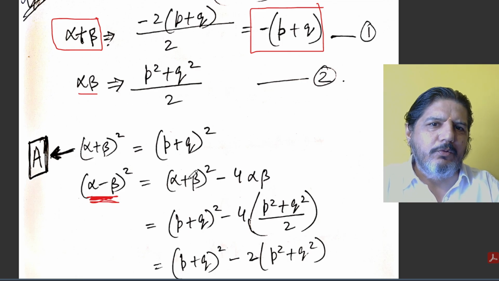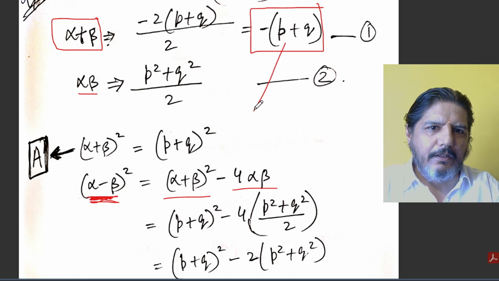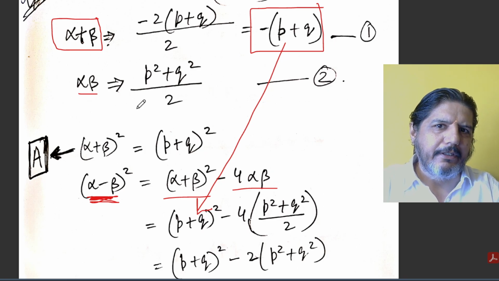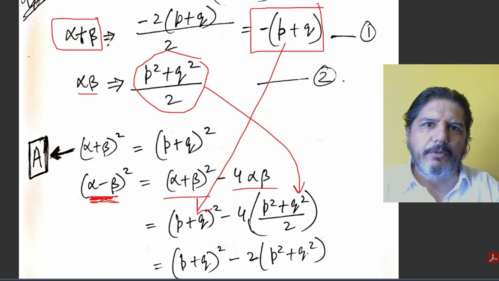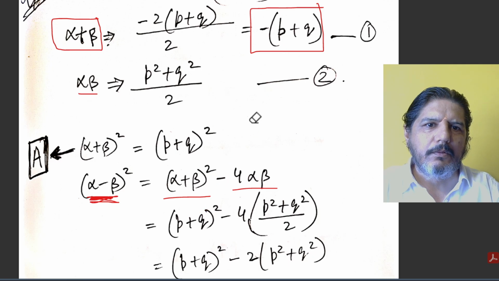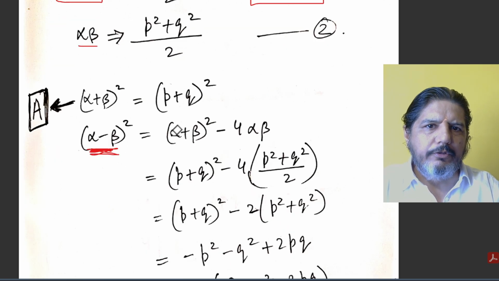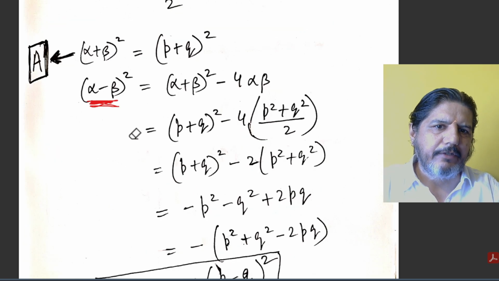So alpha minus beta whole square is equal to alpha plus beta whole square minus 4 alpha beta. We solve this: we put the value of alpha plus beta here, and for 4 alpha beta, the value of alpha into beta, we have put it here. So we solve this, we find the value of alpha minus beta whole square.